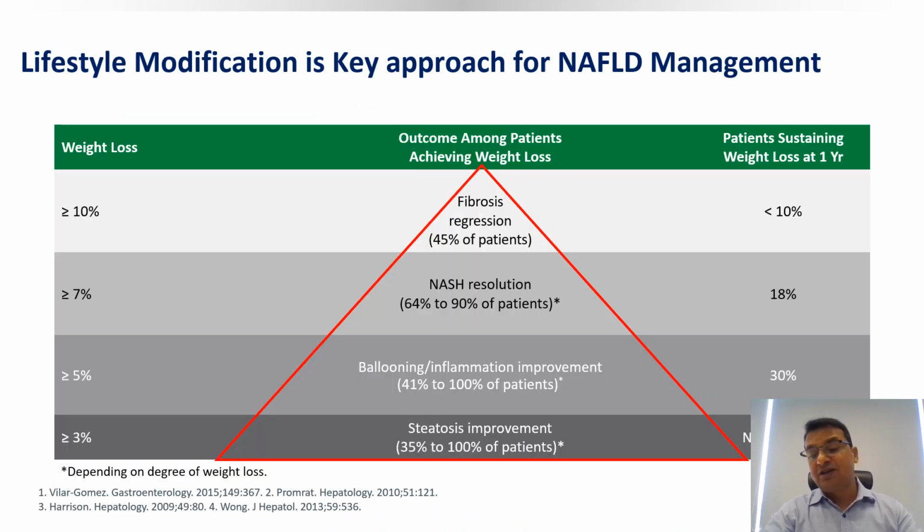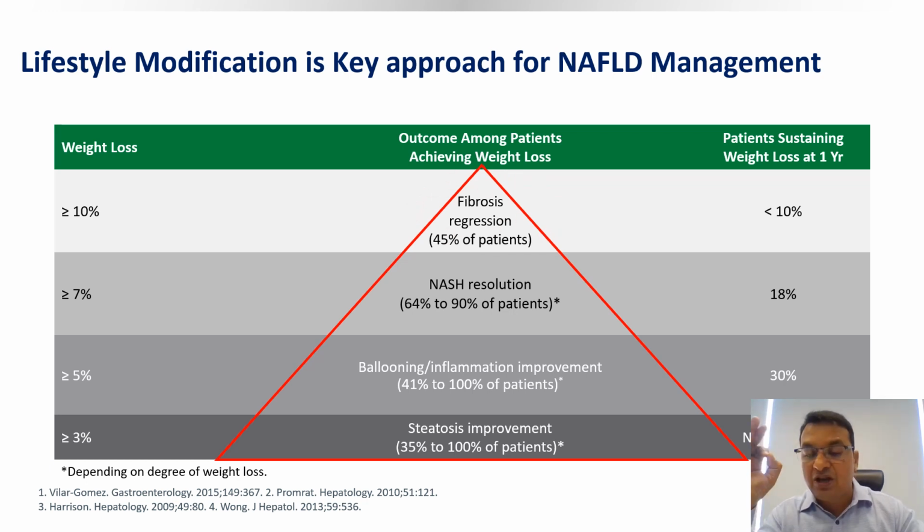So how should we manage? As I just made a mention, lifestyle therapy, weight loss is the key. It is the most effective treatment strategy currently. Any weight loss in a patient having NAFLD is welcome. As you can see here in this slide, more than 3% weight reduction, you will reduce steatosis. More than 5% weight reduction, you reduce ballooning and inflammation. More than 7% weight reduction, you resolve NASH. And if you can achieve 10% or more body weight loss, then you are even achieving fibrosis regression.